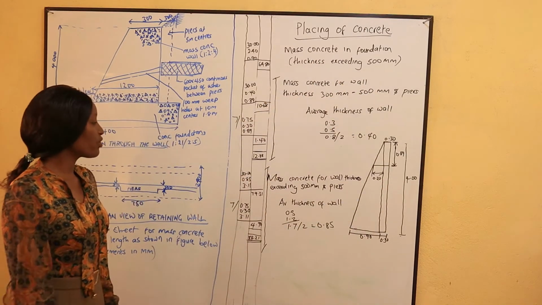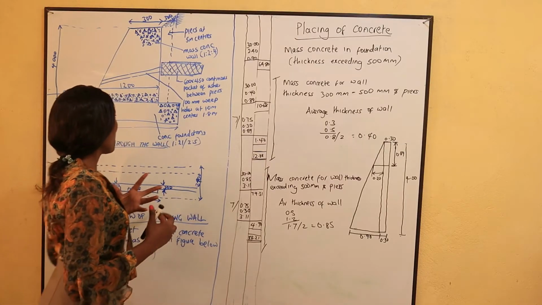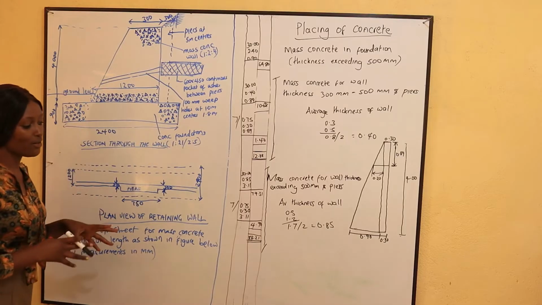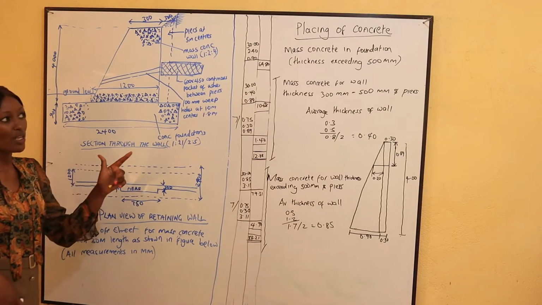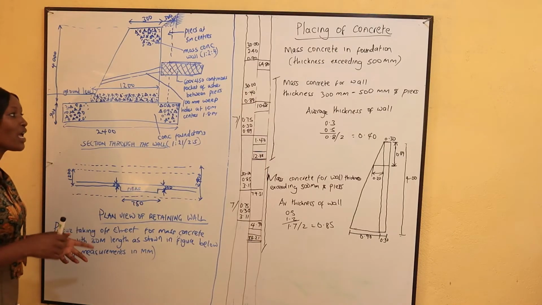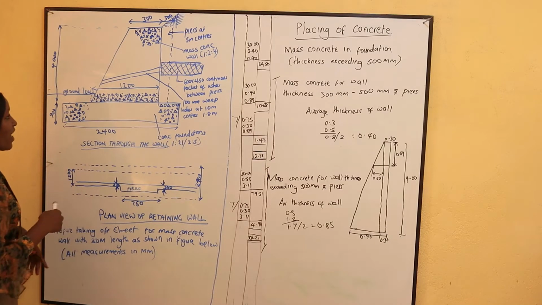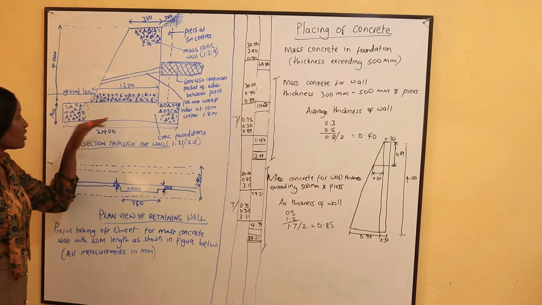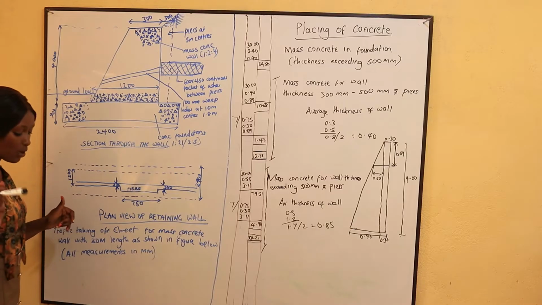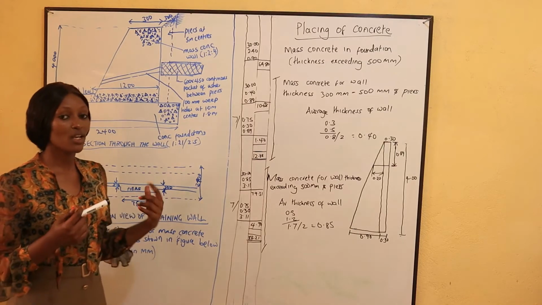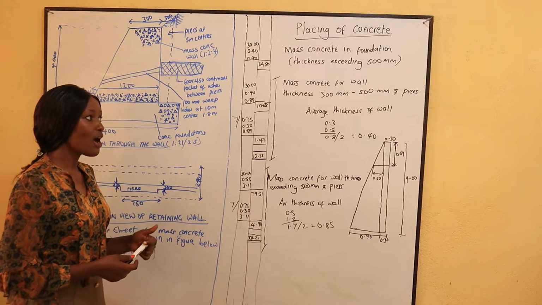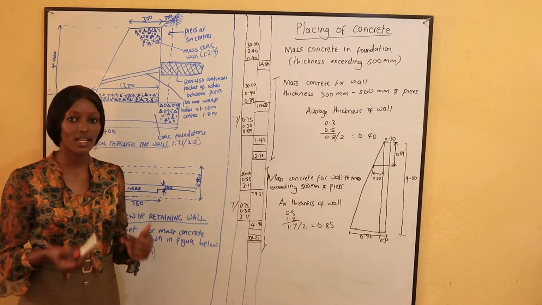Remember, mass concrete was calculating everything that involves the concrete itself. But when we are talking about placing of concrete, it involves that process of doing the reinforcement and doing the concreting. Okay, so in the placing of concrete, we begin with this concrete in the foundation. One thing you have to note is that we do taking off in preparation for the bill of quantities. How will we cost the concrete if we haven't taken it off?